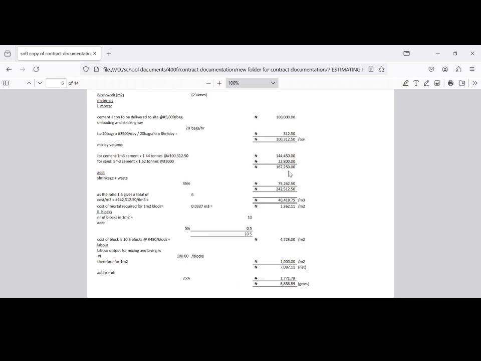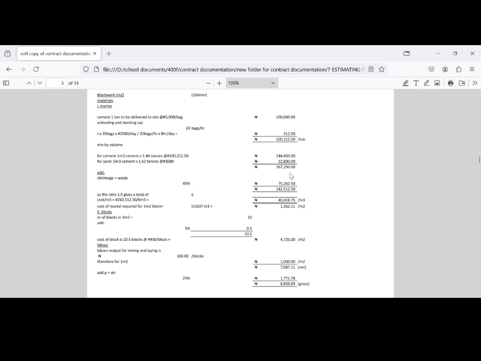Now there's something we need not forget: shrinkage and waste. When you mix your mortar, which is your cement and sand together, you notice that the quantity will shrink, and however it is, you must make allowance for waste. So for shrinkage and waste I gave 45%. 45% is a reasonable percentage for shrinkage and waste in a mortar mix.